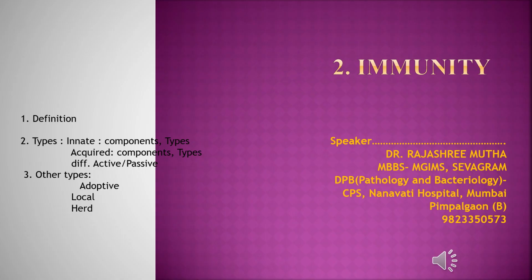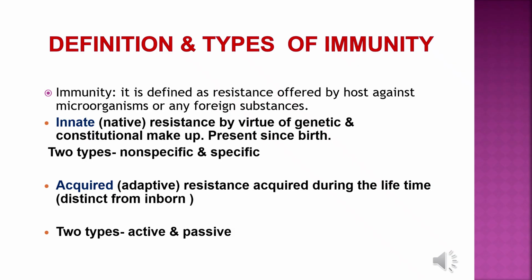Hello students, today we will have a lecture on immunity. We will see the definition. So it is defined as resistance offered by host against microorganisms or any foreign substances. Then what are the types? So it is divided into two types mainly, innate and acquired. So innate immunity or native immunity, it is the resistance by virtue of genetic and constitutional makeup. So it is present since birth.